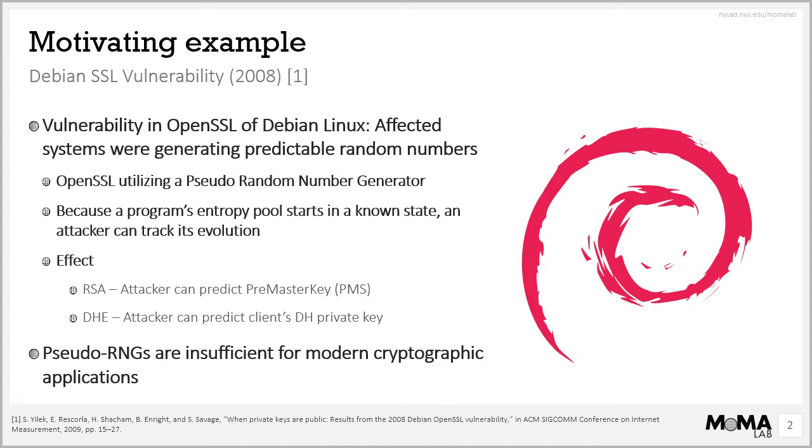More specifically, the attackers were able to predict the master key in the RSA mode, while for the DHE mode, the attackers were able to predict the client's Diffie-Hellman private key. As you understand from this event, this is why pseudo-random number generators are not effective in modern cryptographic applications, and this is why we require an RNG that produces non-deterministic sequences of numbers.